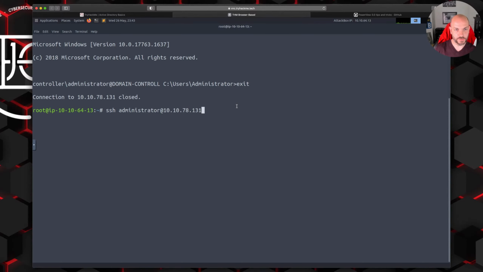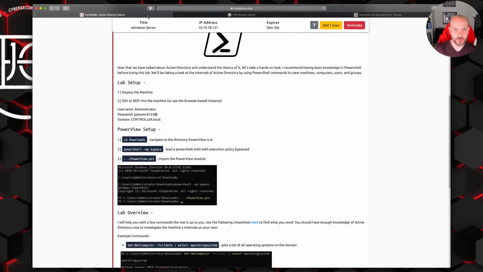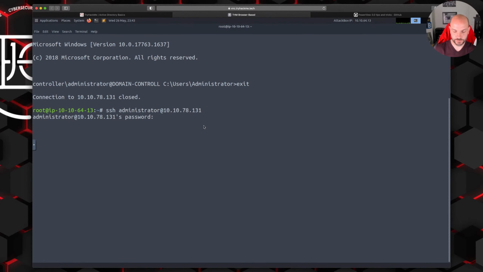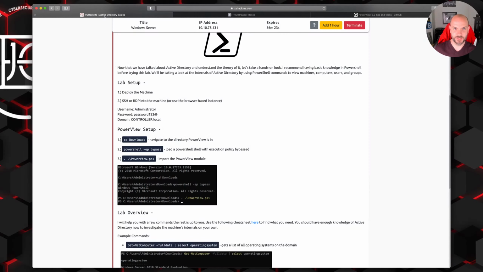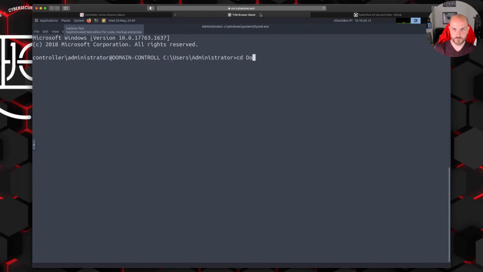So we're going to SSH, as we have shown before, whenever you want to use a specific username when you're SSHing, just username @ and then the IP address. And I believe the password was 123 @. All right, so now we are in here. We were going to CD to downloads, I think. Okay, now we're in downloads.